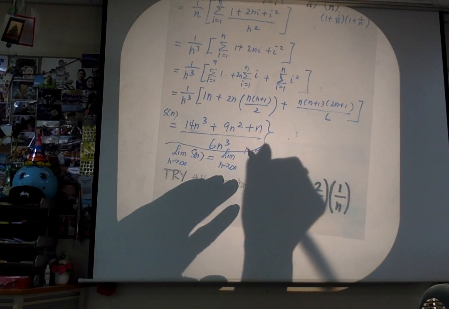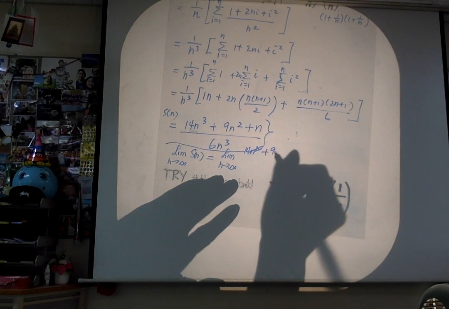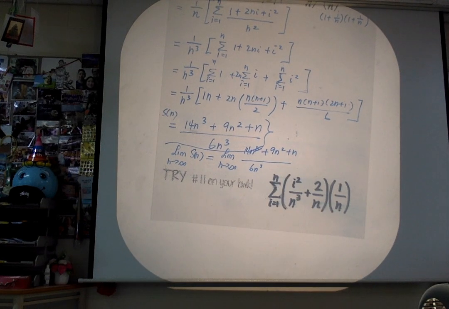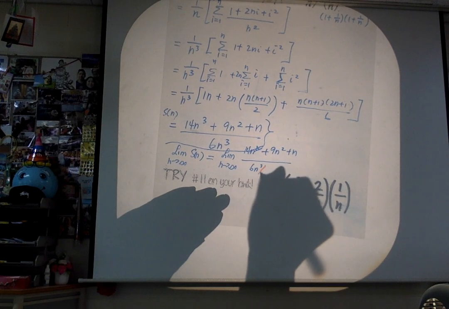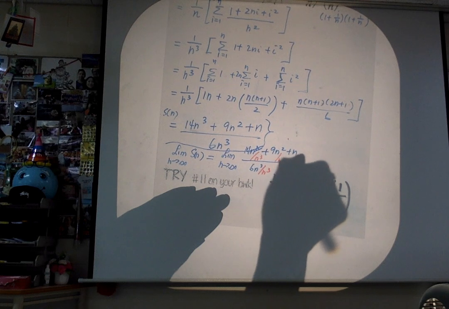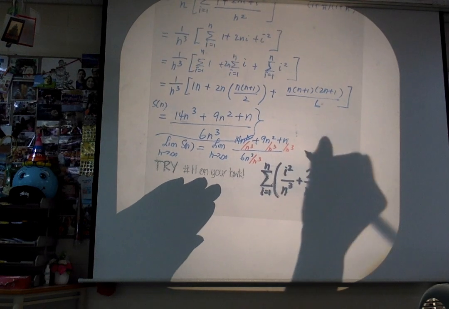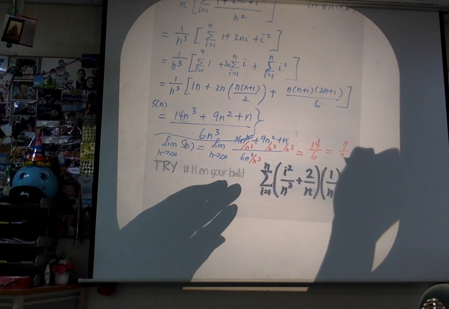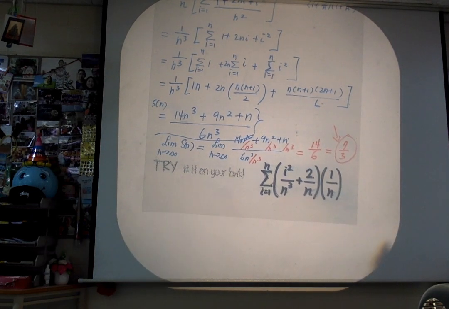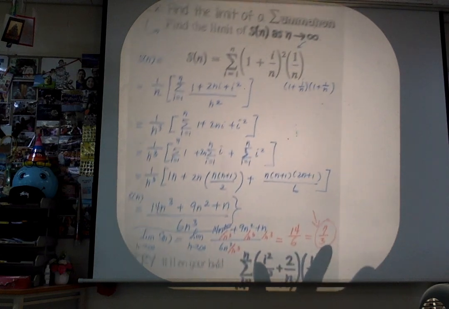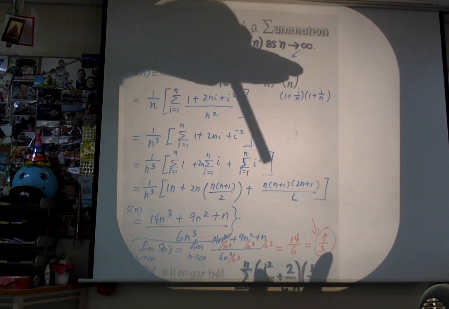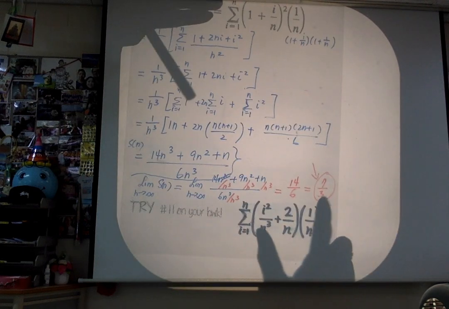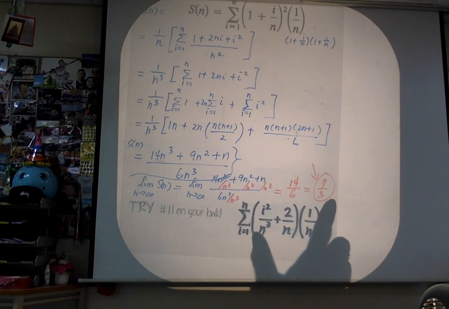So what I would do is take 14n cubed plus 9n squared plus n, all over 6n cubed. What are you going to divide by? The highest power term of your denominator, n cubed, in every term. And you know what you get? You get 14 over 6, which is 7 over 3. So, in conclusion, it's about 2.3333. This limit, even if you keep on adding all the terms forever, infinitely, is going to approach 7 over 3. That's what this is saying.